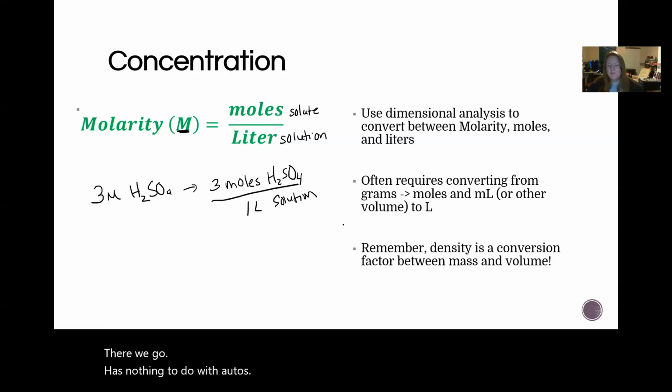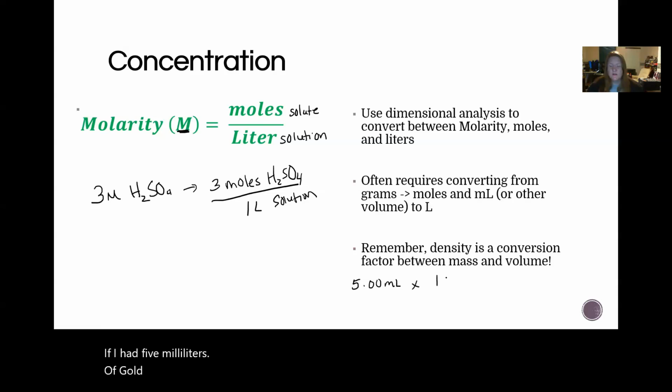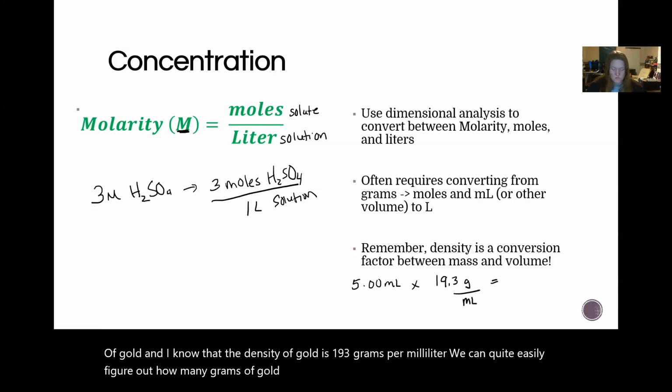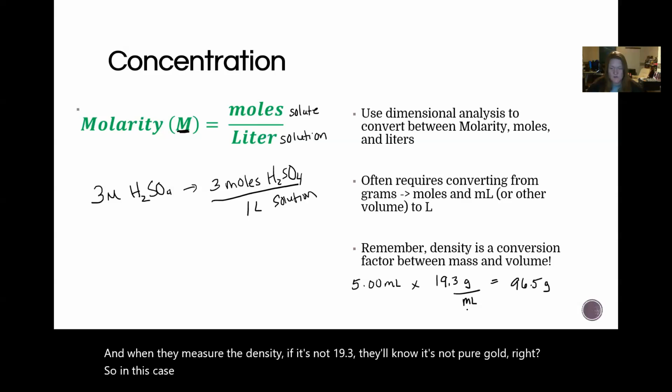Okay. This is similar to the way in which we use density. So I just want to do a quick example, right? If I had 5 milliliters of gold, and I know that the density of gold is 19.3 grams per milliliter, we can quite easily figure out how many grams of gold are there, which is what pawn shops and so forth are actually going to pay you based on. And when they measure the density, if it's not 19.3, they'll know it's not pure gold, right? So in this case, you get 96.5 grams.